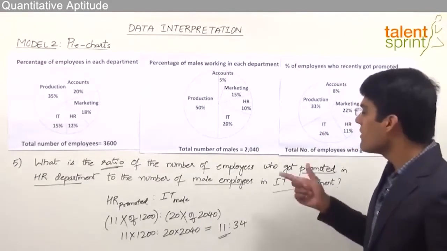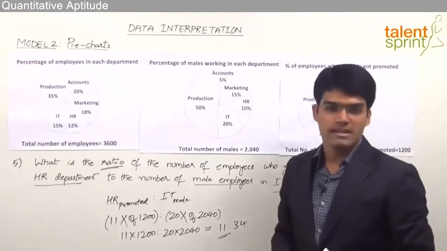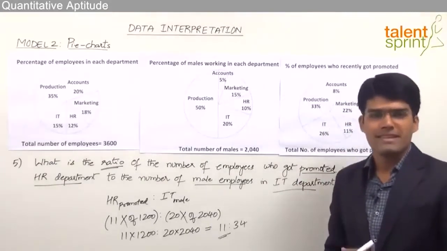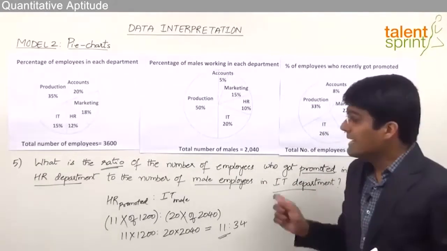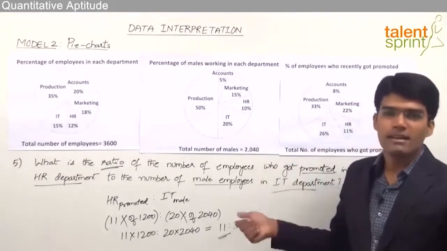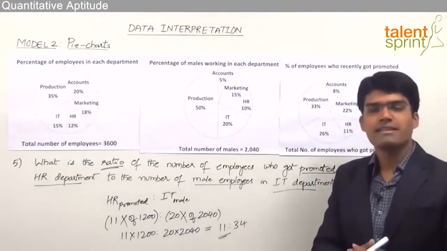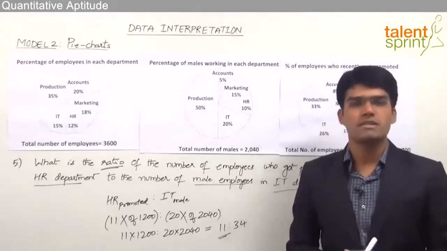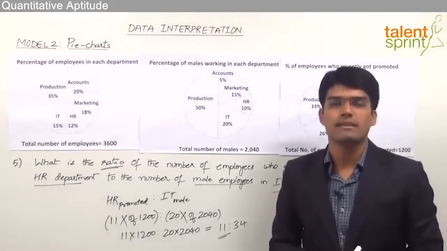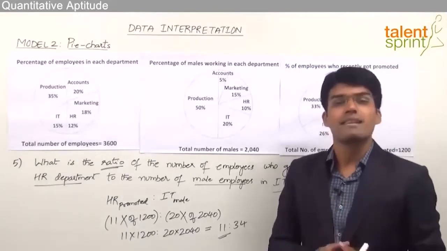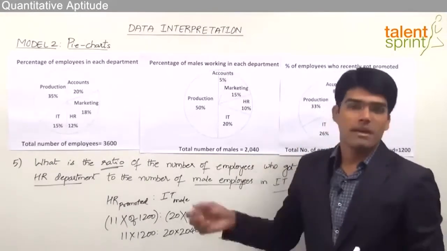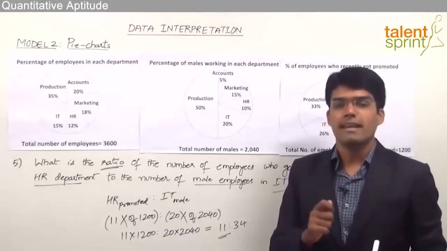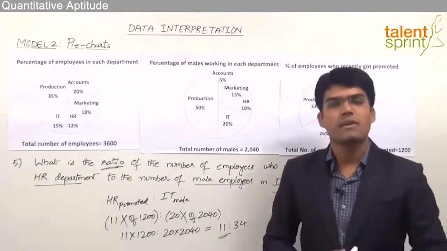So that is the ratio of the number of employees who got promoted in the HR department to the number of male employees in the IT department. As you can see, these questions are all about taking up the right values from the given data and then doing the calculation to get the required answer. Not only this question, in fact in all the 5 questions we have seen that it is all about doing calculations, and especially percentage calculations when it comes to pie charts. So make sure that you improve on your calculation ability and get the answers for these questions as quickly as possible.